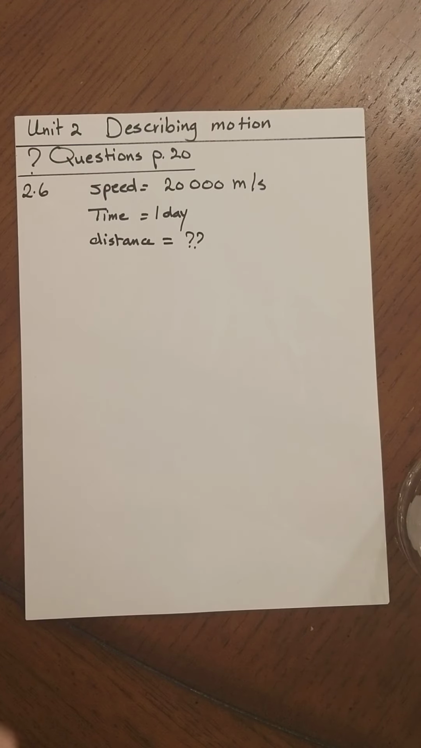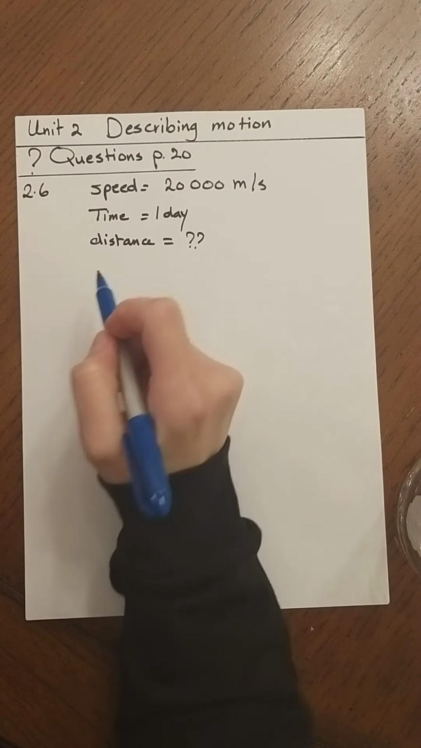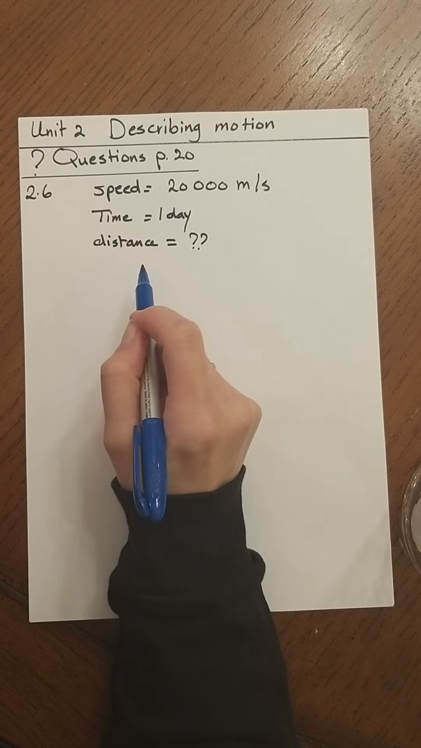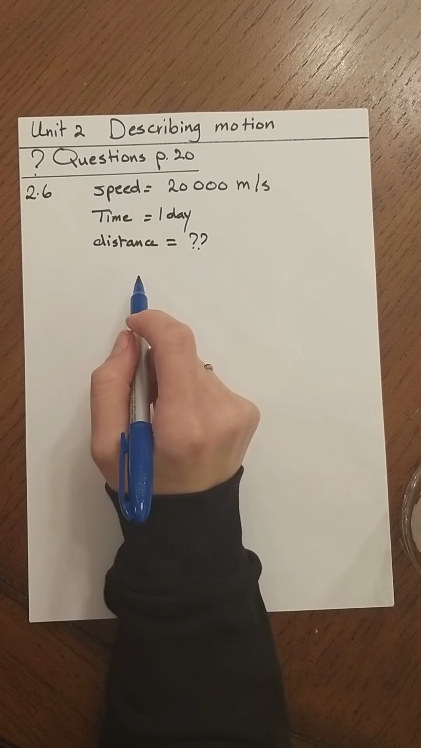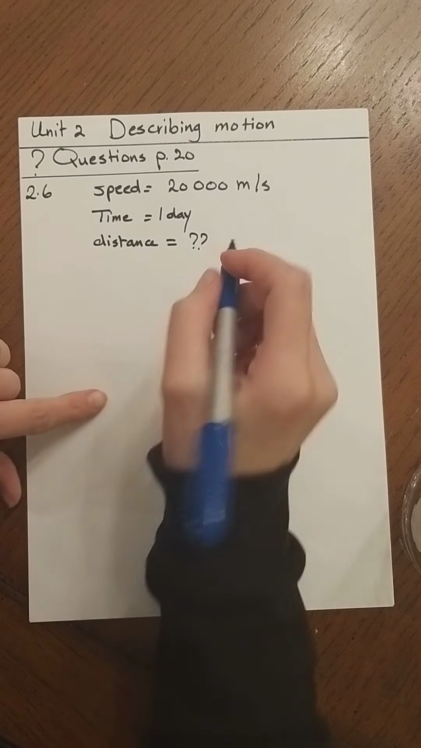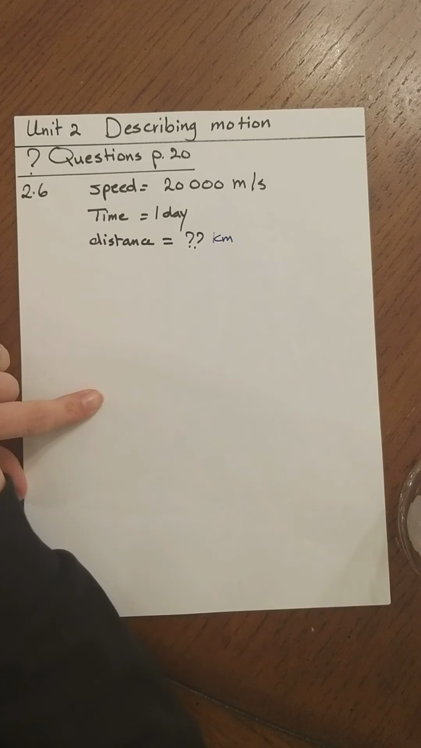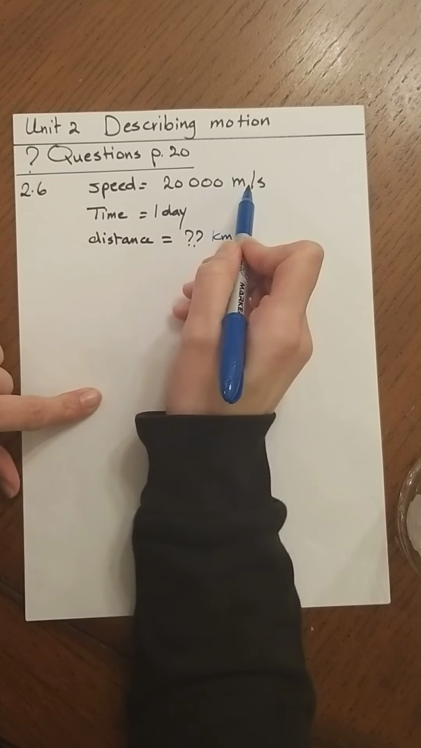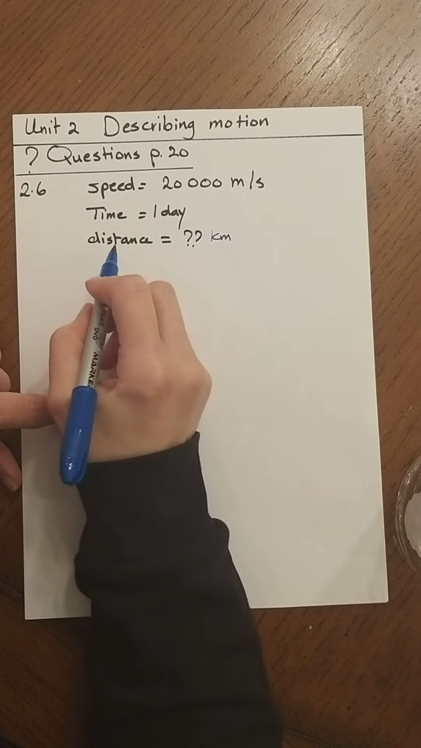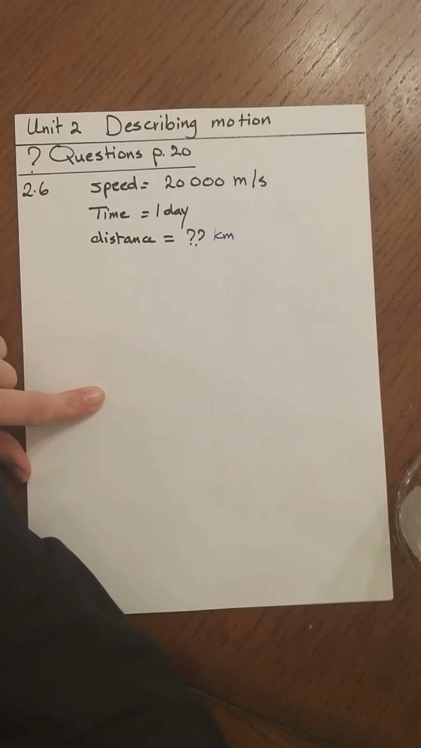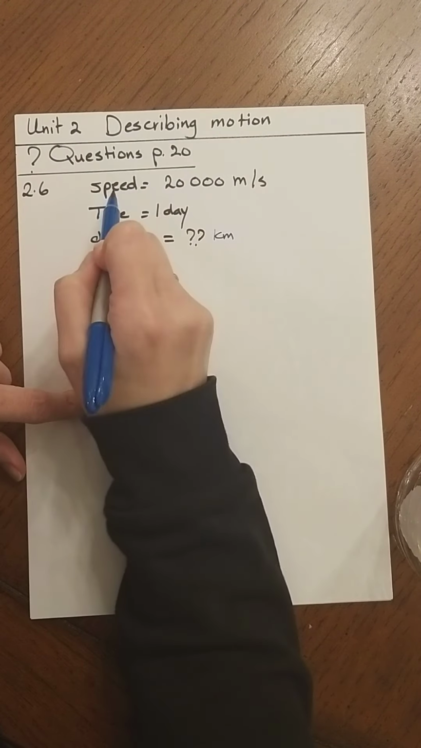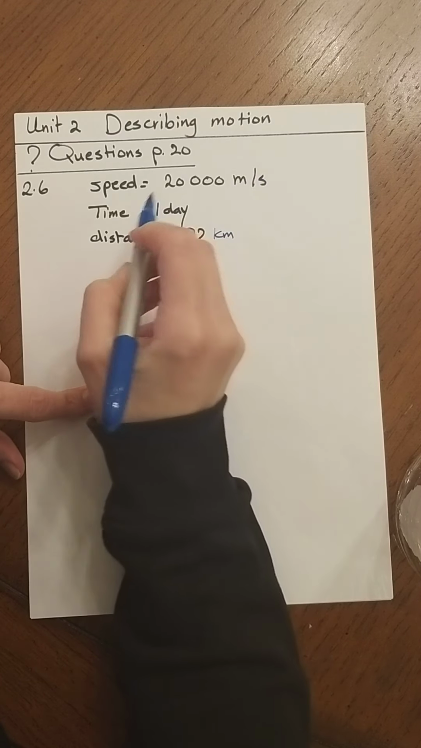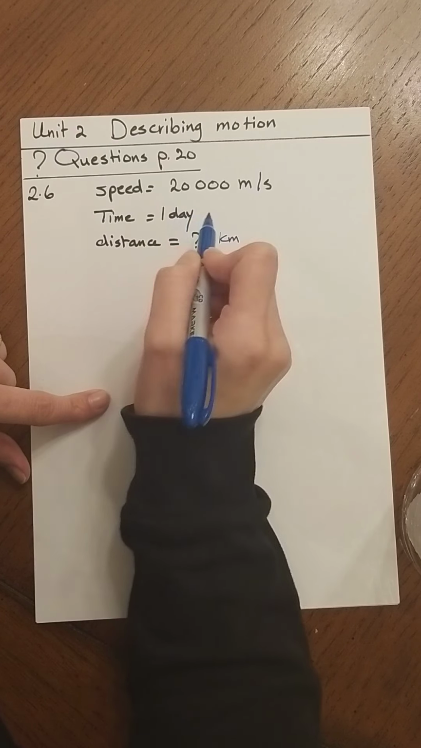Question 6. An interplanetary spacecraft is moving at 20,000 meters per second. How far will it travel in one day? Give your answers in kilometers. So, the speed of the spacecraft is 20,000 meters per second. We need to know the distance it's going to travel in one day. So now, according to the speed we have, the unit for time here is seconds. So we need to convert the time from one day to seconds.